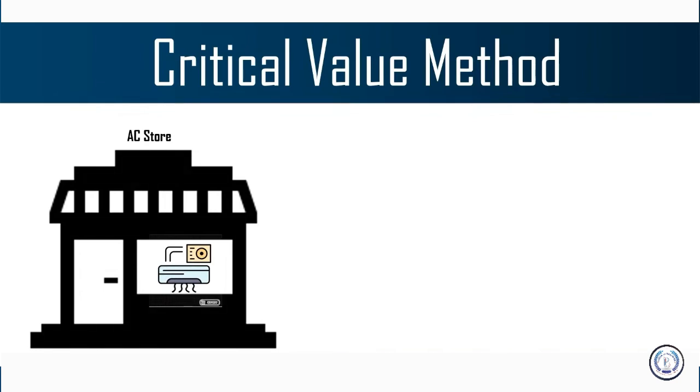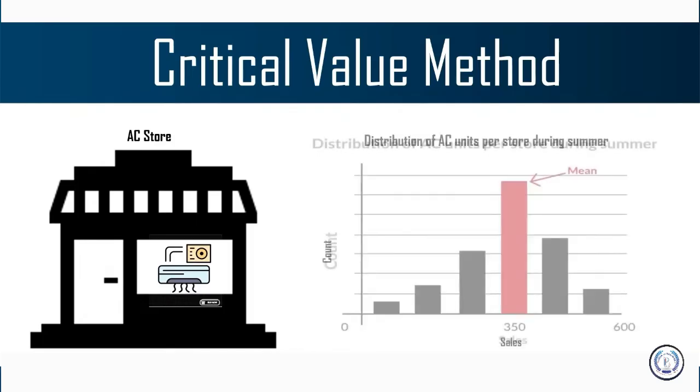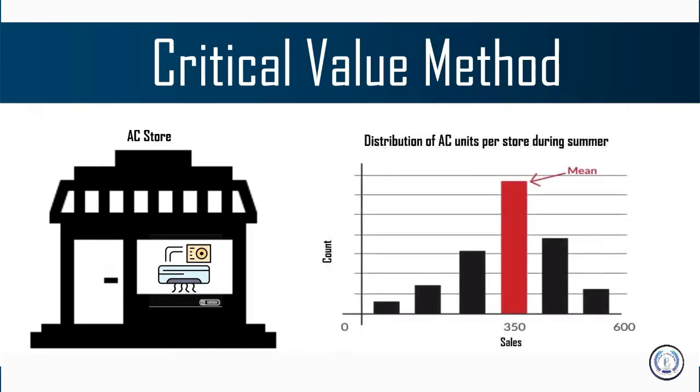In this case, you are assuming that 350 units is the average number of units that are sold every month. When you are trying to visualize it, you use a histogram and the mean comes out to be 350 approximately, like you can see here. So this becomes the mean or average of the population. So next you will define the null and the alternate hypothesis.